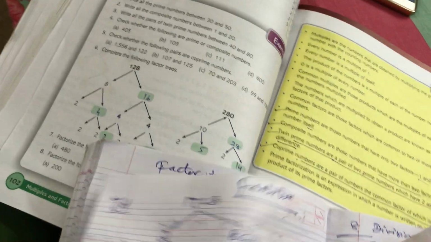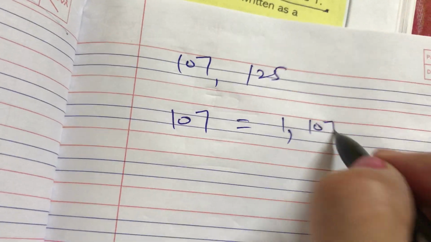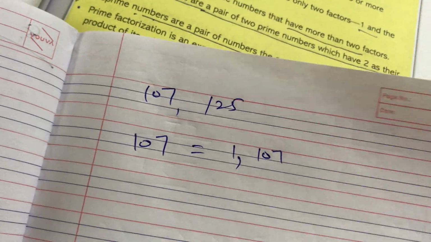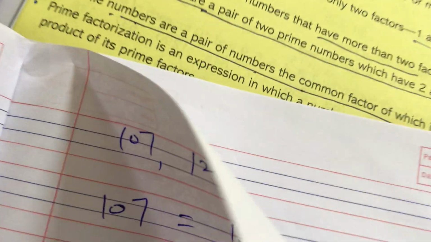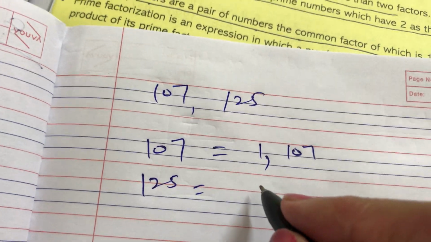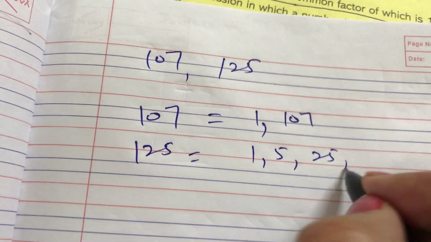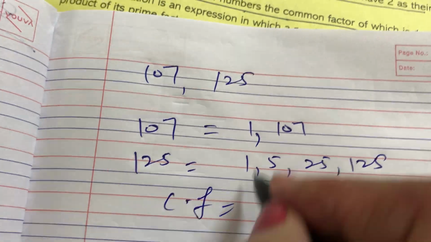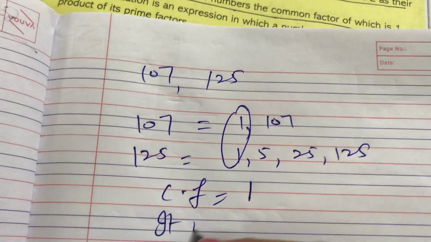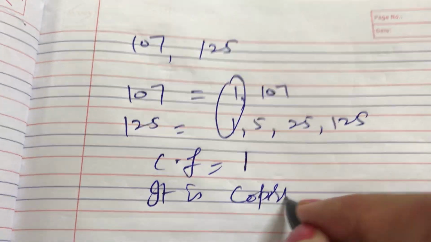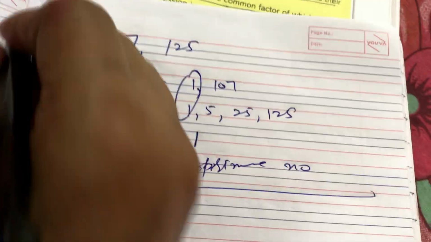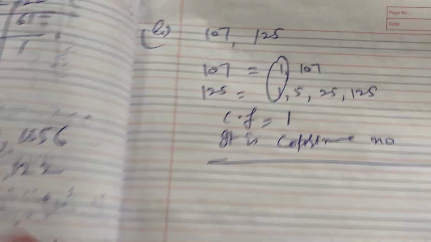If we take 107 and 125: the factors of 107 are 1 and 107, and the factors of 125 are 1, 5, 25, 125. The common factor is 1, so it is a co-prime pair. The next part you can do yourself.